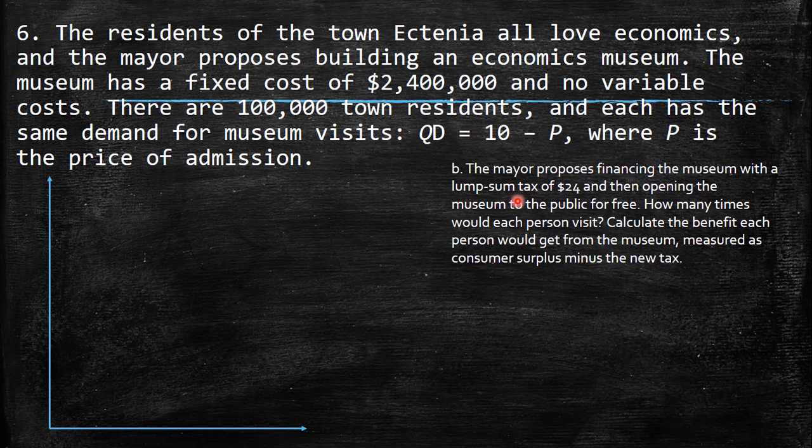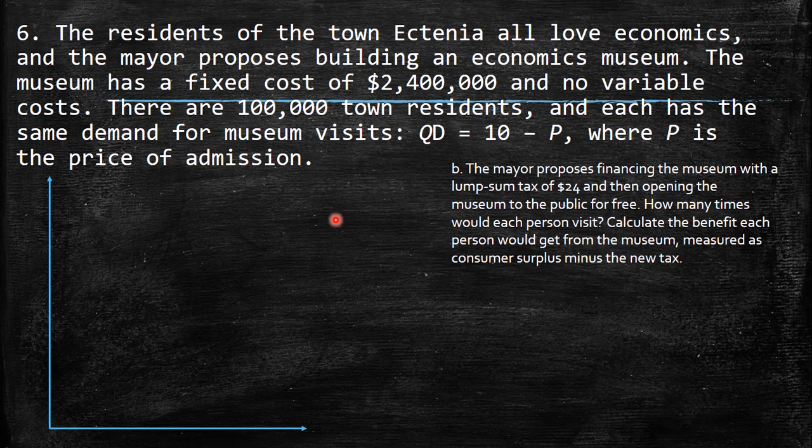As I said, you can go all days, but you need to pay every year. You need to pay 24. Okay. Then opening the museum for the public for free. How many times would each person visit? Calculate the benefit each person would get from the museum, measured as consumer surplus minus this new tax.